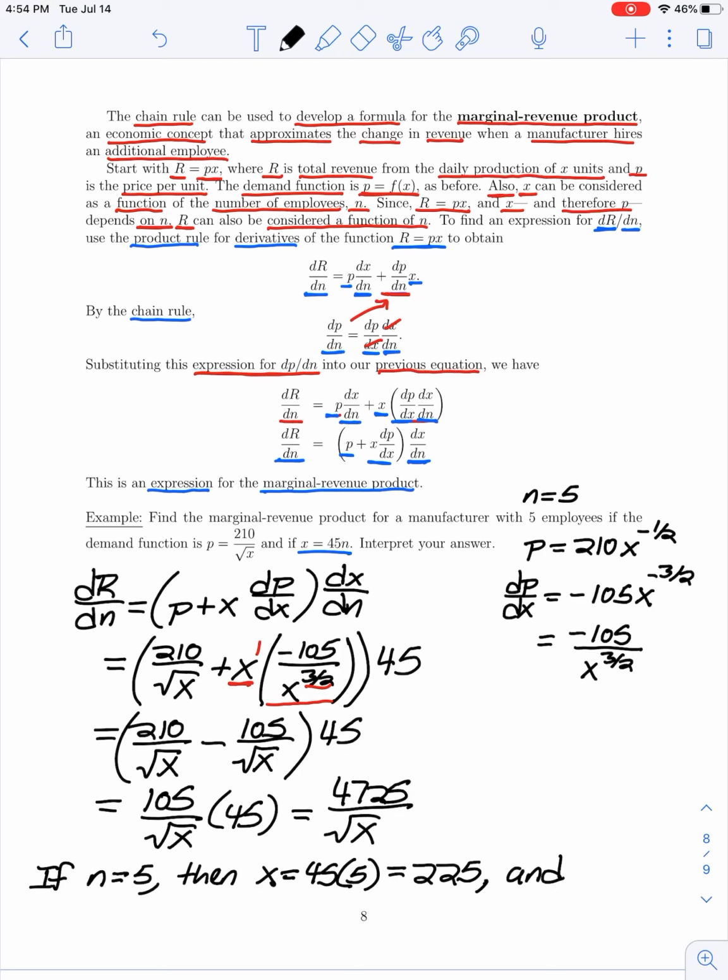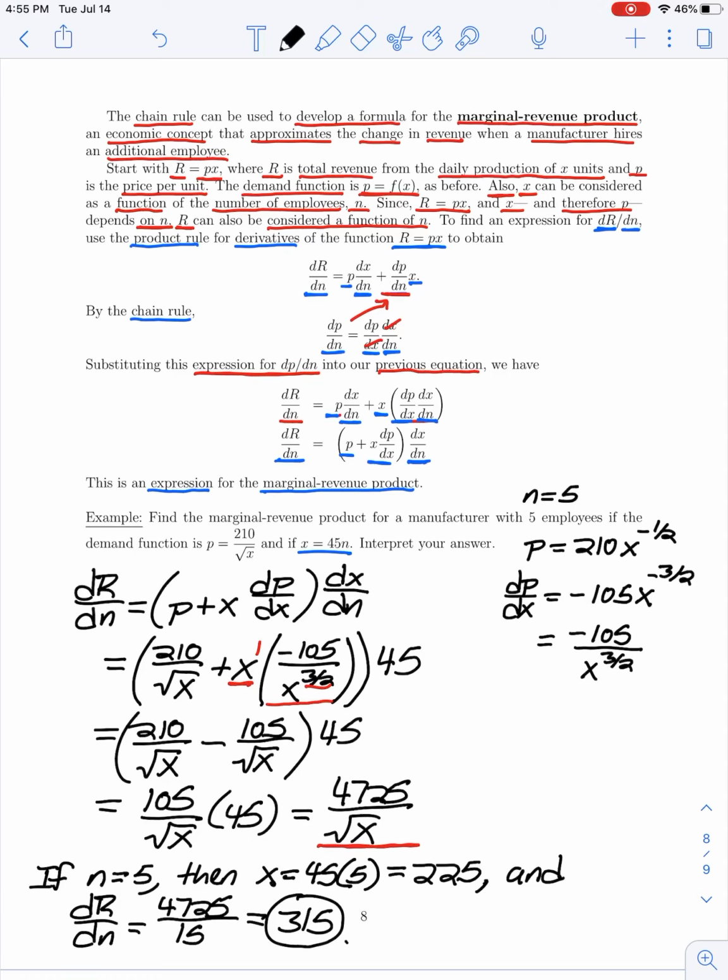And substituting that expression for x into the marginal revenue product that we just found, we have the derivative of r with respect to n is 4725 divided by the square root of x, which was 225. So square root of 225 gives us 15. And then 4725 over 15 gives us 315. So this is the value that we're interested in.